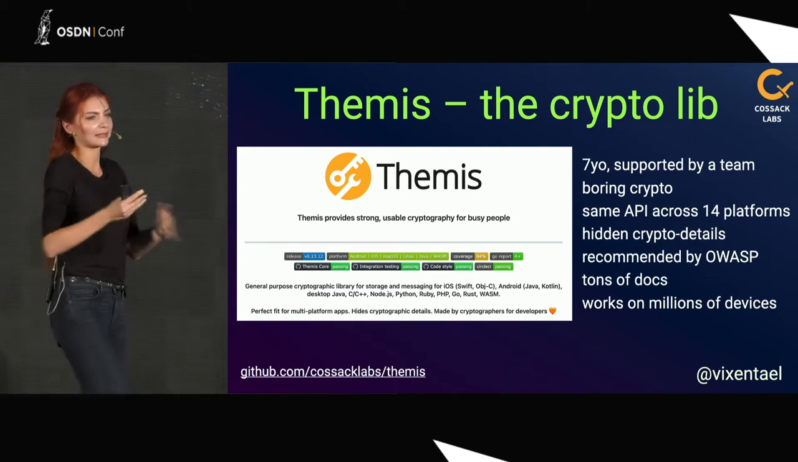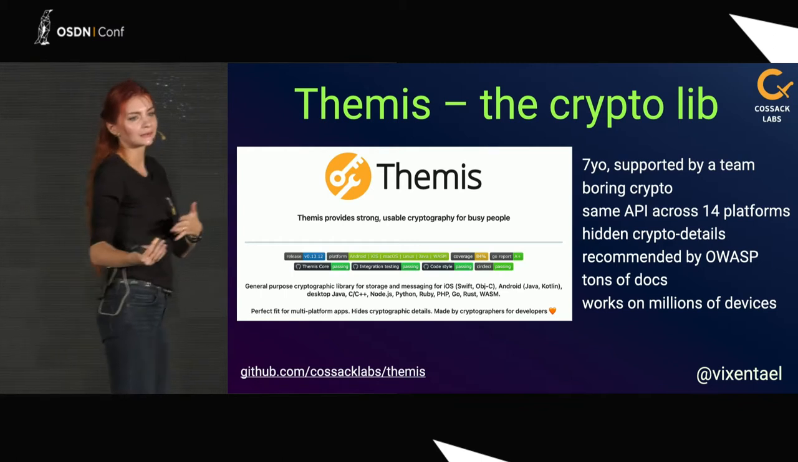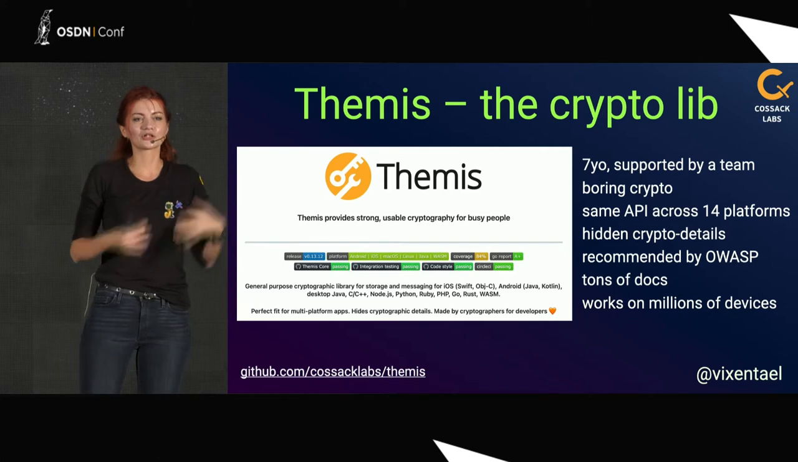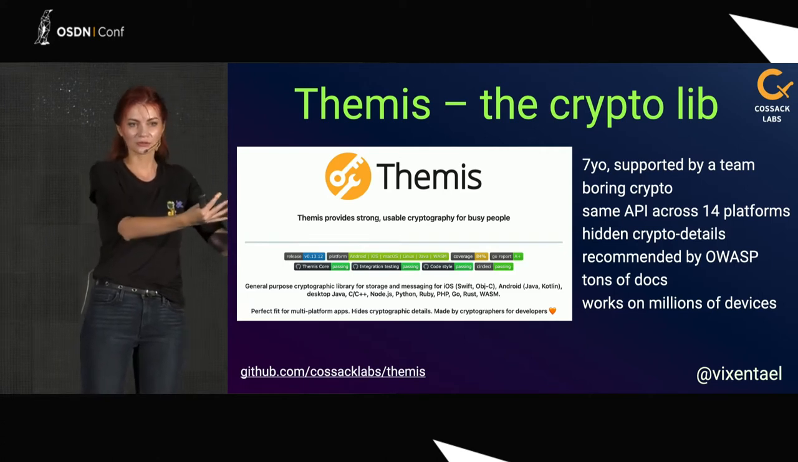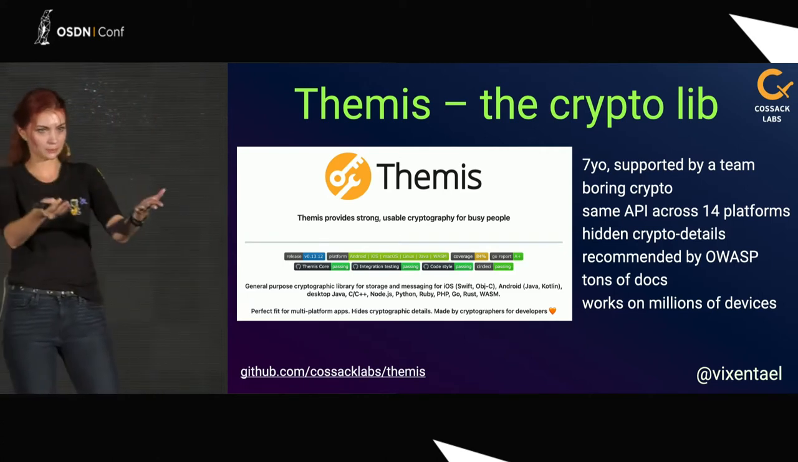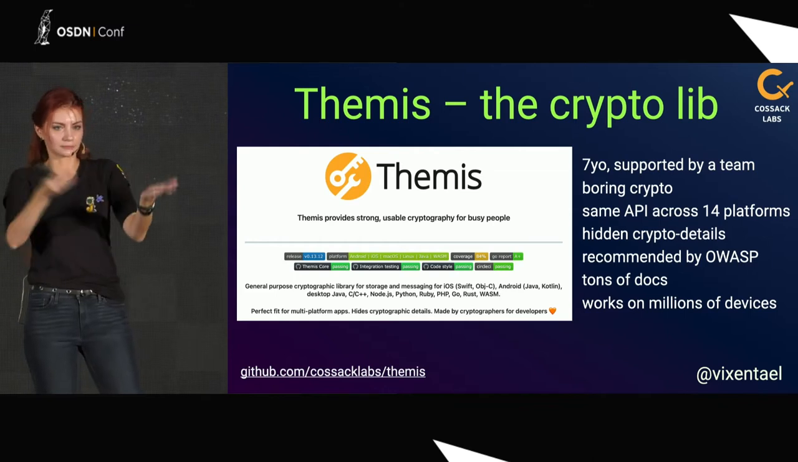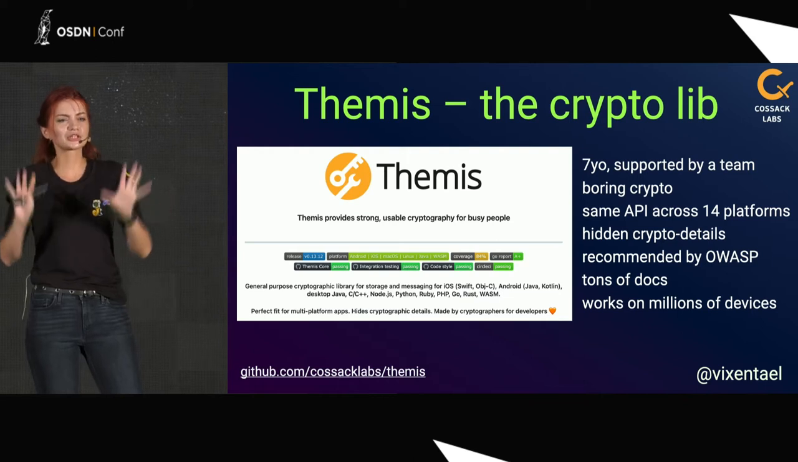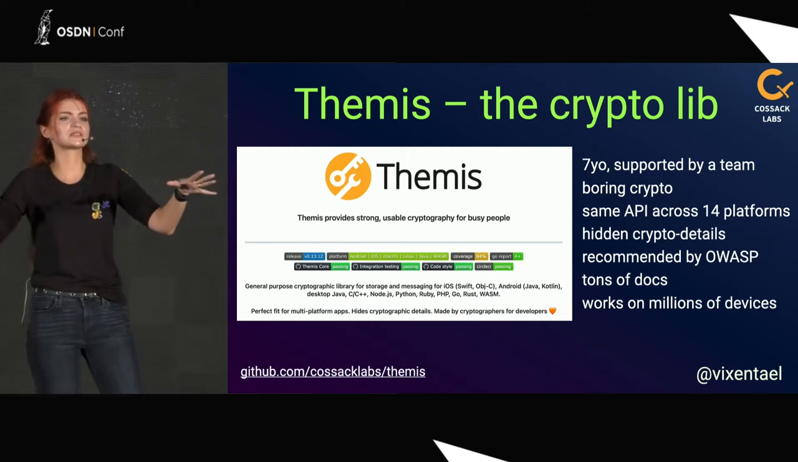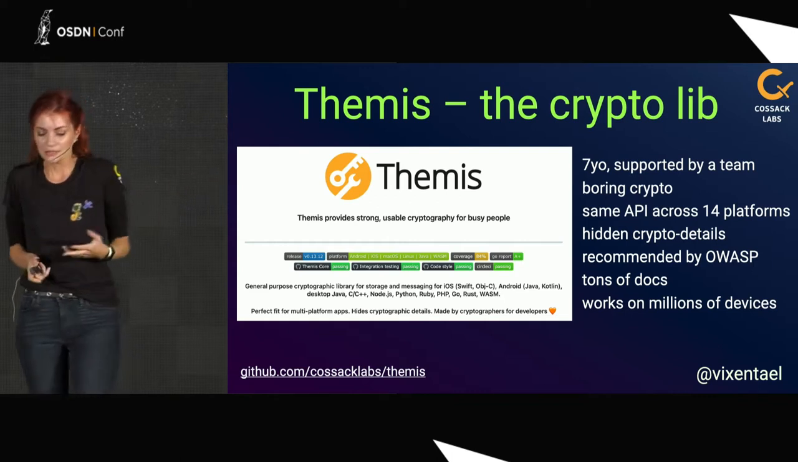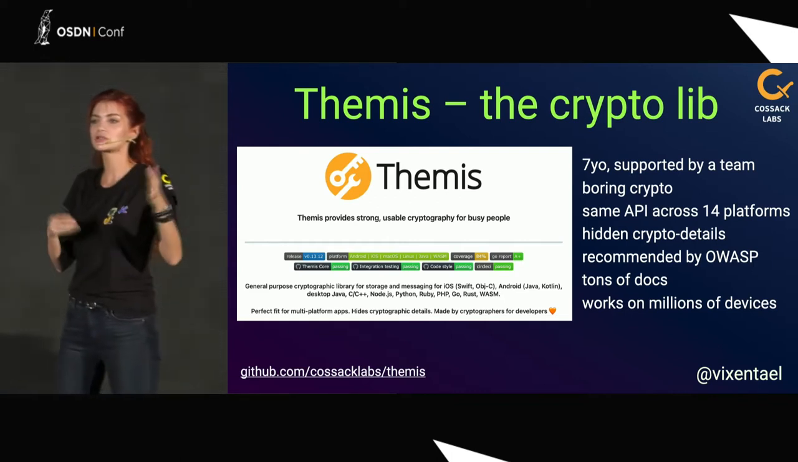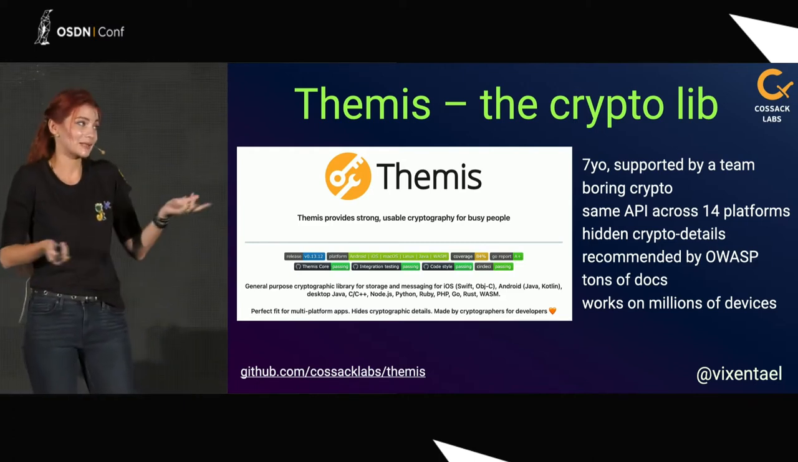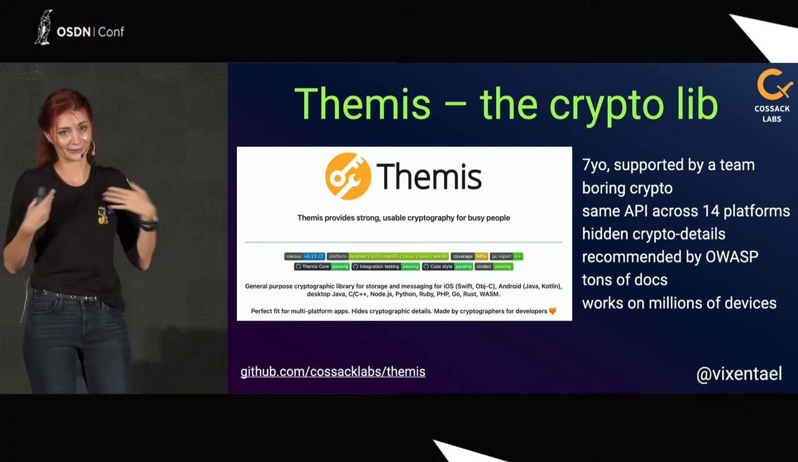Right now we count 14 languages and platforms. It's a little bit complicated to count because, for example, JavaScript is a language and Node.js is a platform, and WebAssembly and Node.js can both use JavaScript, but these are two different platforms, two very different ecosystems. So we roughly count 14 languages and platforms. And Themis is quite popular as a cryptographic library.